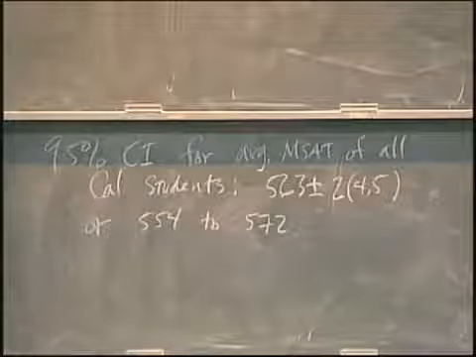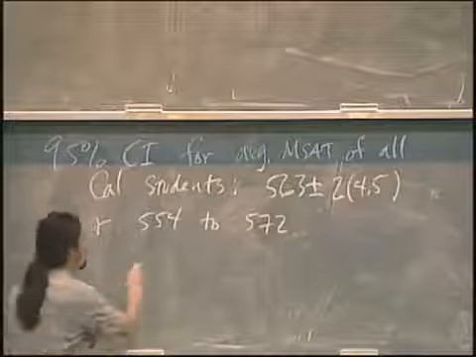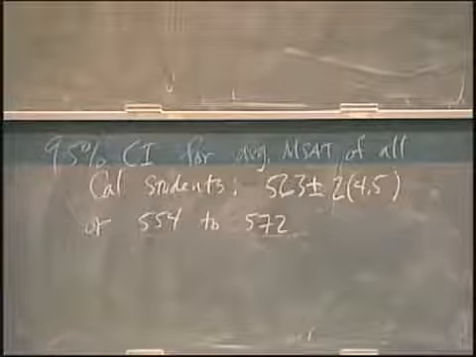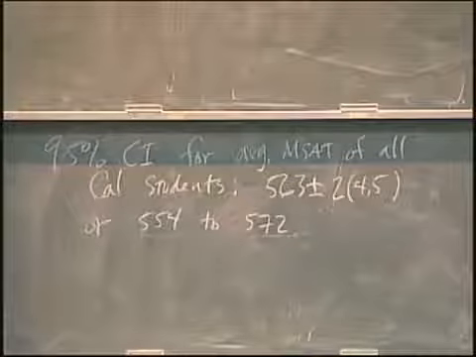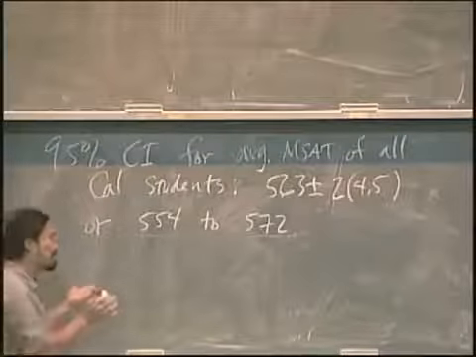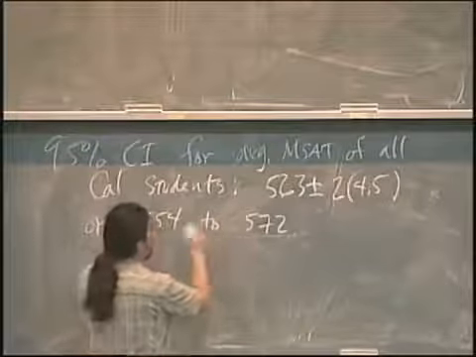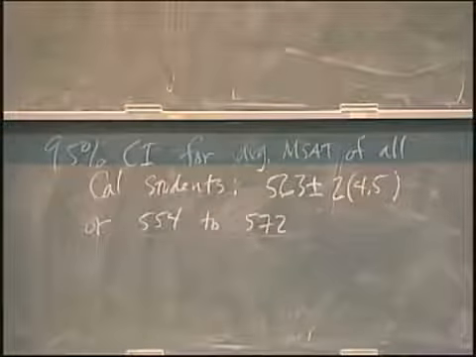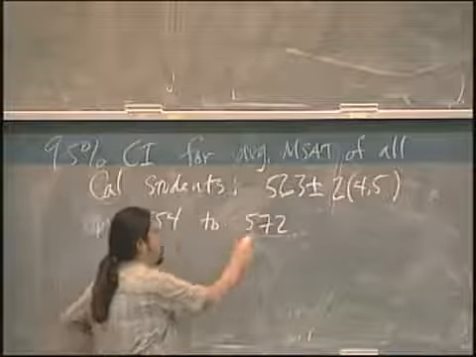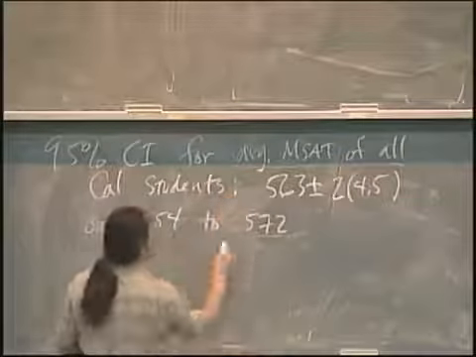Okay, so my original description of a confidence interval is basically, this gives you a range which is likely to contain the parameter. I think the parameter is probably in there. I want to avoid using the word chance there, but that's intuitively the way I think of it, I'm pretty confident that the parameter is in there. And to say it a little bit more technically, I would say I'm 95% confident that the parameter is between 554 and 572, parameter being average MSAT score of all Cal students. Okay?